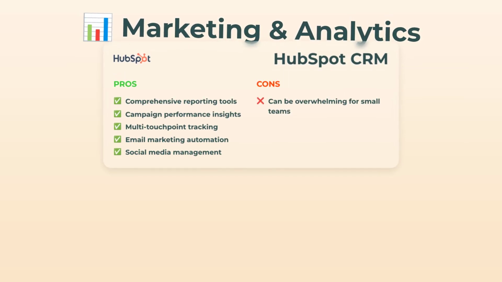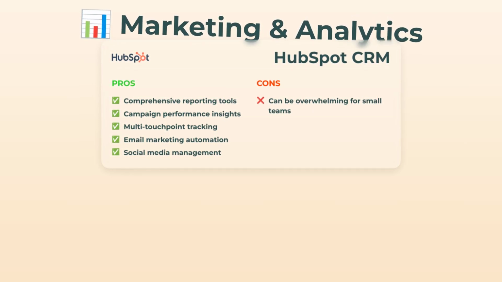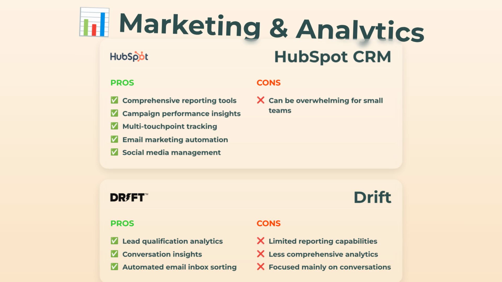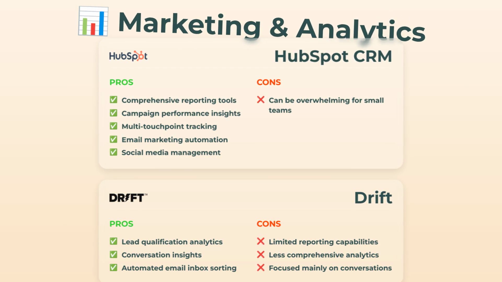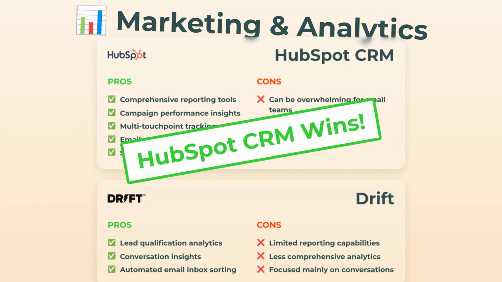Marketing and analytics. Now this is juicy. HubSpot's got these reporting tools that go above and beyond. Multi-touch tracking, campaign performance, heck, even social media is hooked in. You want serious data? Done. There's so much here that, honestly, small teams might be overwhelmed. Drift offers analytics too, on leads and conversations. Plus, it sorts your email inbox with a sprinkle of automation. But it's not as deep. If you're a metrics nerd or a heavy-duty marketer, HubSpot is definitely the stronger contender.